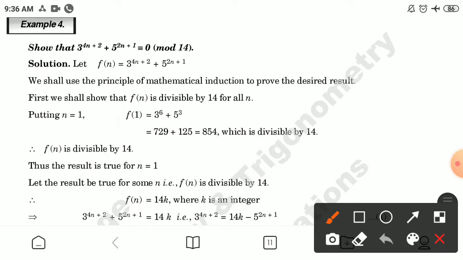Show that 3 raised to power 4n plus 2 plus 5 raised to power 2n plus 1 is congruent to 0 mod 14. Let fn is equal to 3 raised to power 4n plus 2 plus 5 raised to power 2n plus 1. We shall use the principle of mathematical induction to prove the desired result. First we shall show that fn is divisible by 14 for all n. Putting n equal to 1, this is 844, which is divisible by 14. Therefore fn is divisible by 14. Thus the result is true for n equal to 1.